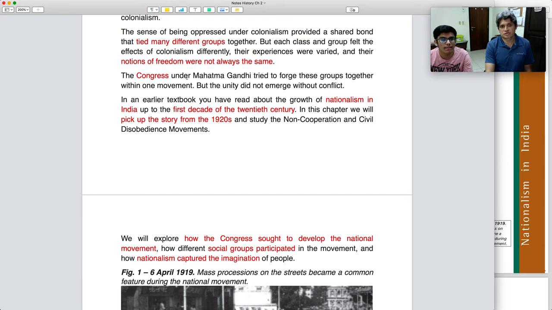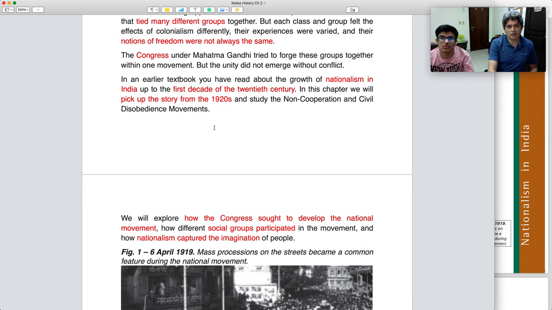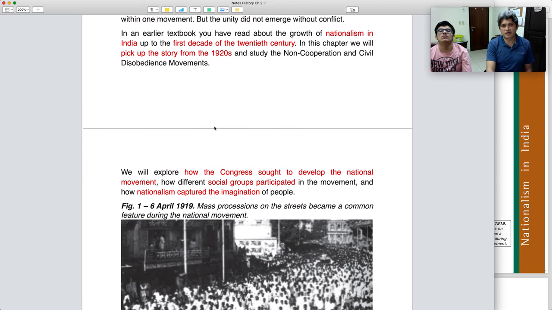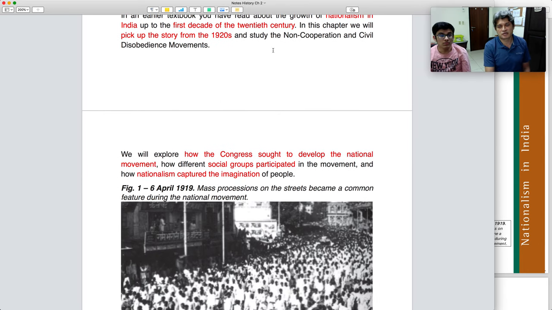The Congress under Mahatma Gandhi tried to bring all the groups together. They tried to start one movement where everyone would unite and fight against the Britishers to free India from their rule. But the unity did not emerge without conflict, because people had different aspirations, and there was conflict between them. Okay, so we are picking from the 1920s, and we are going to study two main things. One is the non-cooperation movement and the civil disobedience movement.